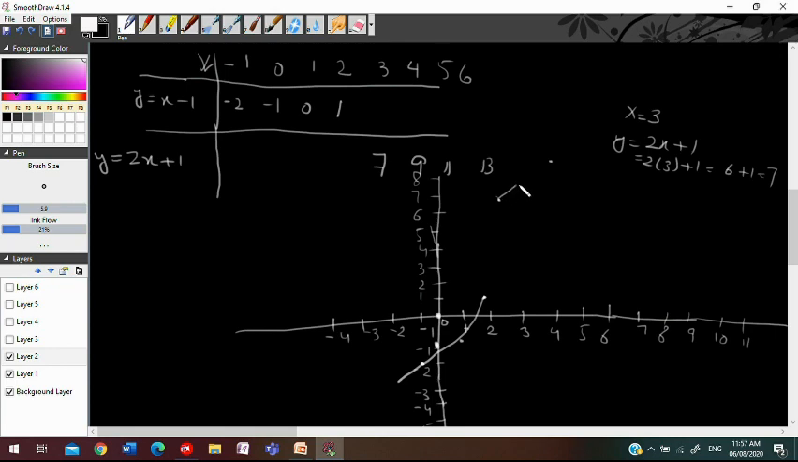Our graph is going upward. There is no such point which joins these 2 points. So that's why there is a gap in our graph. So such a type of graph is a discontinuous graph.